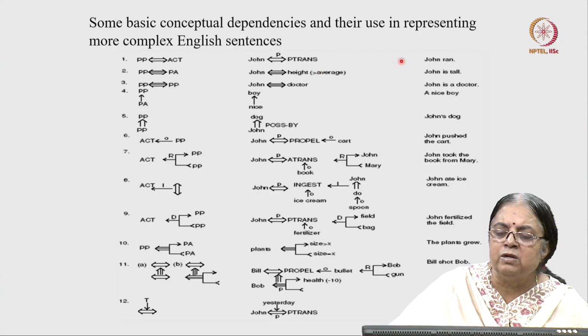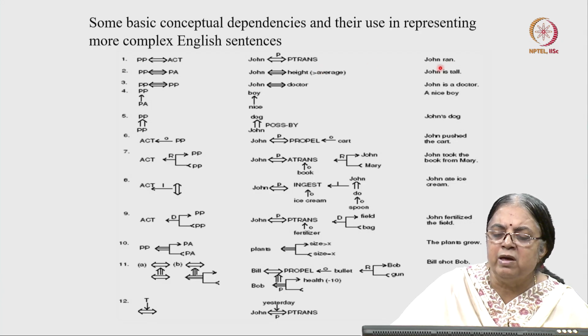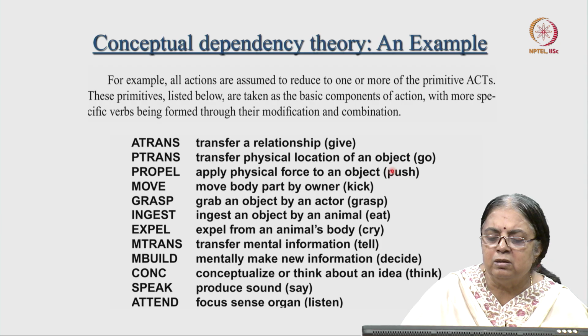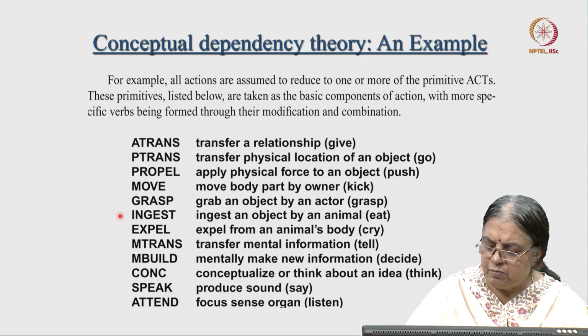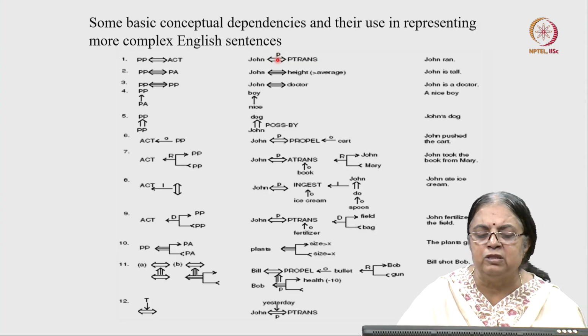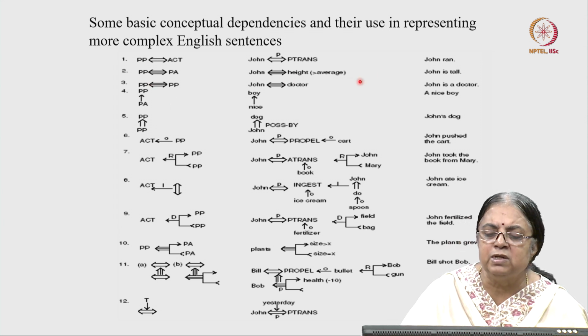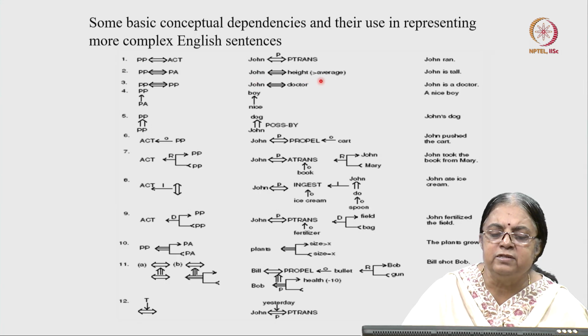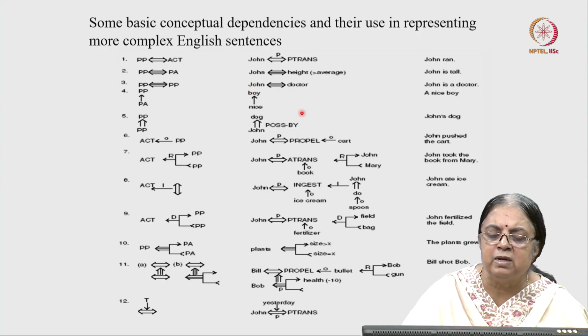So, if you take the first one, John ran, right. So, you have a connection between John and ran. So, when we talk about ran, we will have to use go, right. So, P trans will have to be used there. So, you will have to say John P trans, and you have to put P, which is a past tense, on this. Then the next one is John is tall. Okay, so, PP, so John's height is greater than average. John is a doctor. John is a doctor, you have to put it this way, a nice boy.